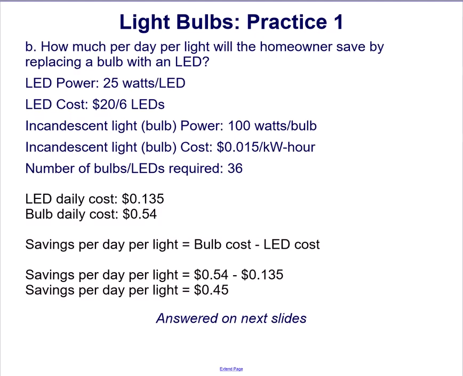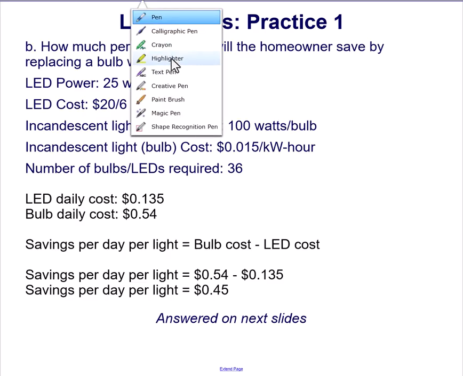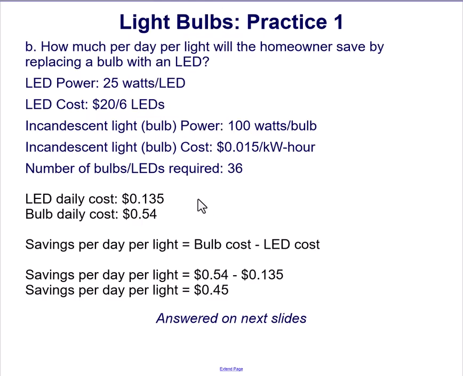And now we're going to move on to Part B. And Part B reads, how much per day per light will the homeowner save by replacing a bulb with an LED? So right up in here, we have all of our previous information, which we've carried over. Let's just review some of the new stuff. So here we have the LED cost is $0.135, and the daily cost for a bulb is $0.54 or 54 cents.